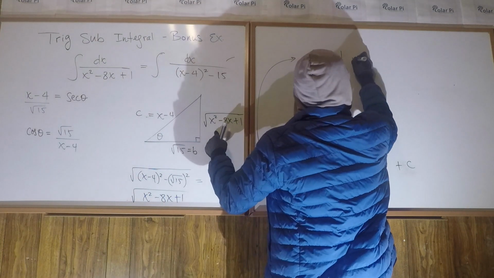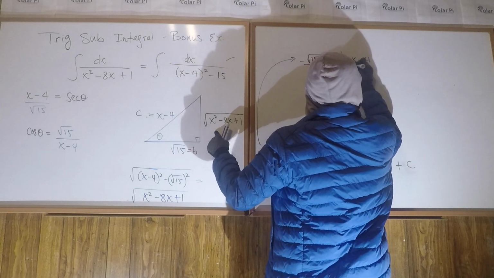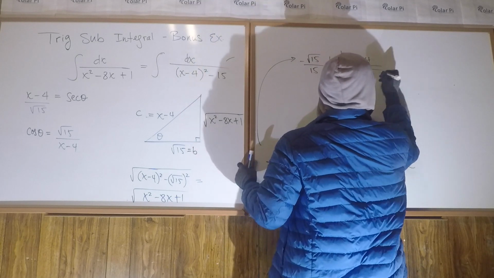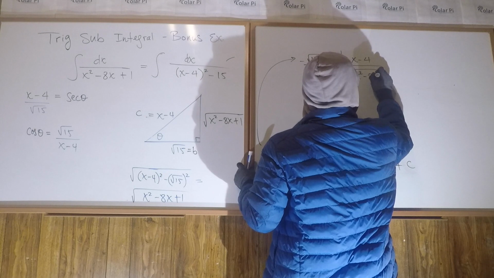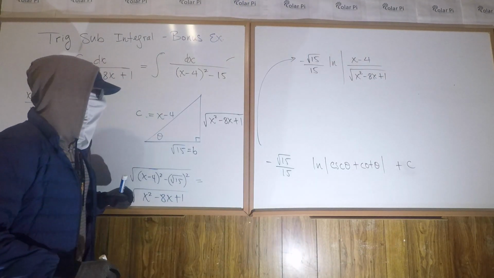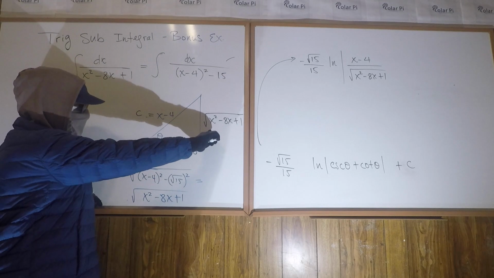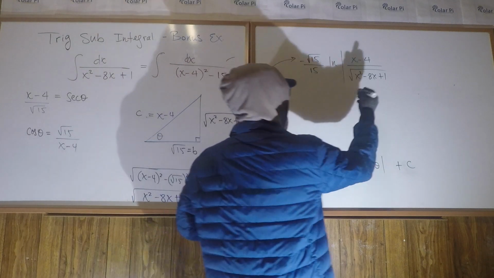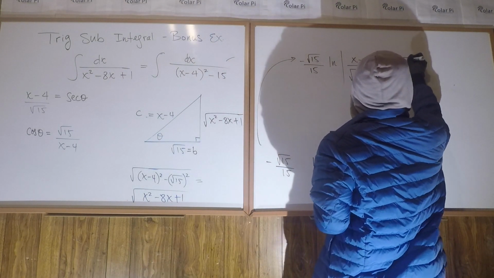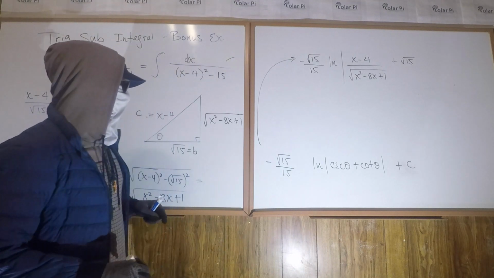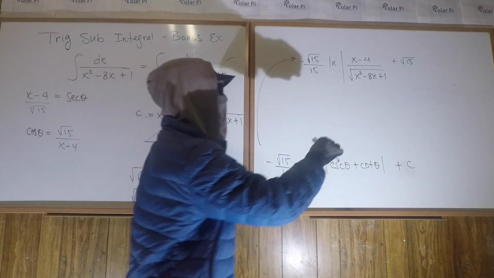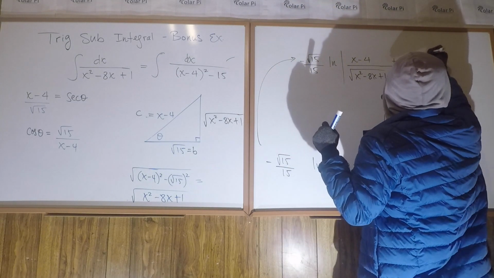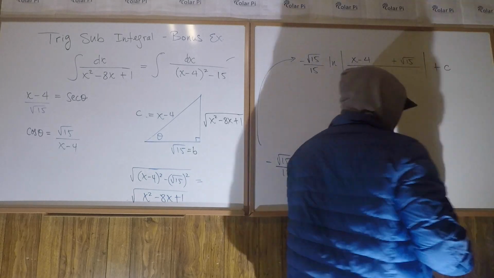So that's x minus 4 over root, I'll have to do that again, my bad, root x squared minus 8x plus 1. That's cosecant theta plus cot theta. Tangent is opposite over adjacent, so cotangent is adjacent over opposite. So that's plus root 15 over this. But wait, that means it's a common denominator. So in the interest of time, I do that plus c. Voila.